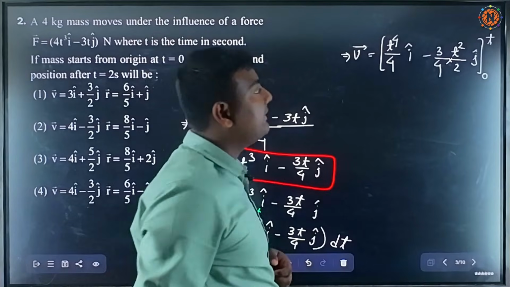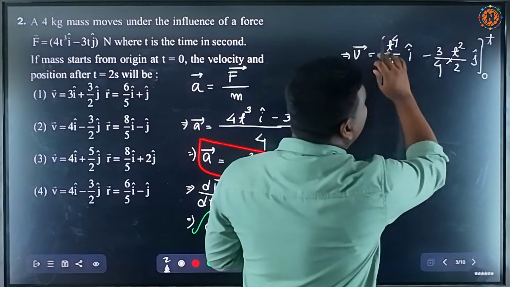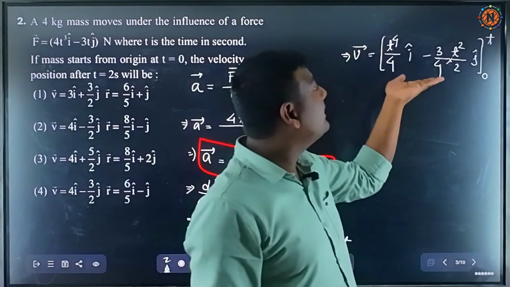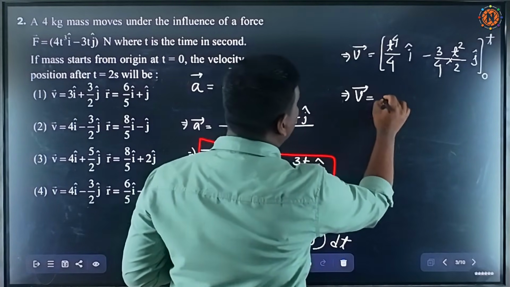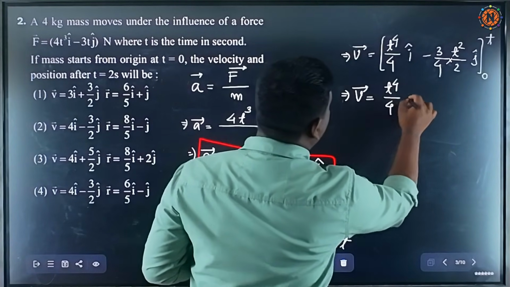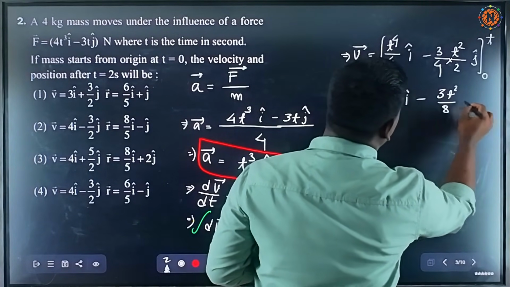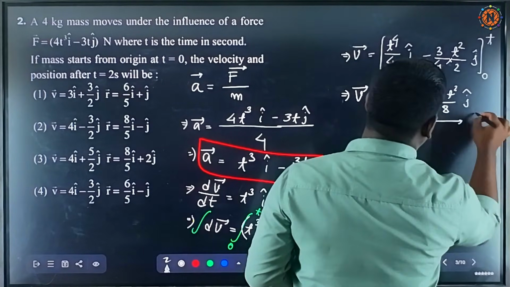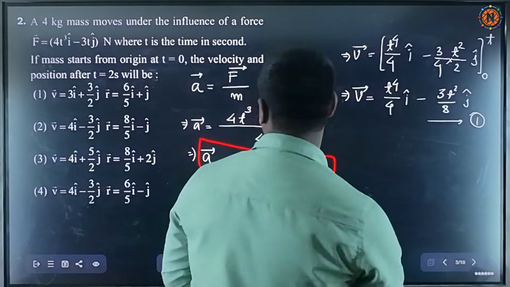So you see, if you put the upper limit in place of t, it will remain as it is, and if you put the lower limit 0, then it will get 0. So directly you can write velocity is nothing but t to the power 4 by 4 i cap minus 3t square by 8 j cap. We can call this equation 1. At last we will put t equal to 2 seconds because we need the value after 2 seconds.